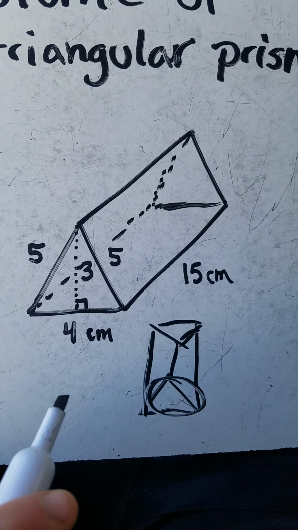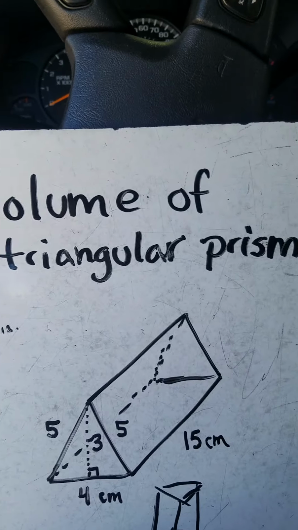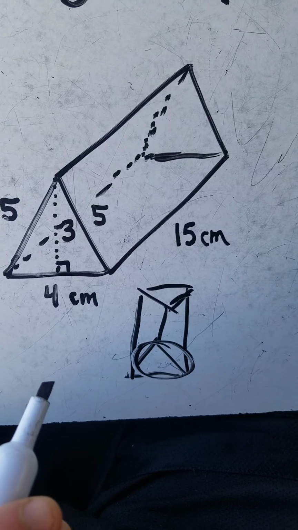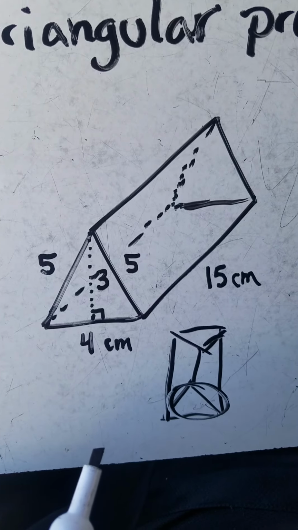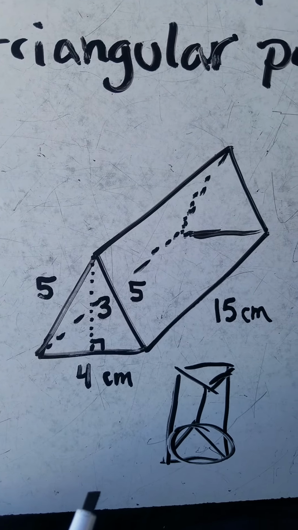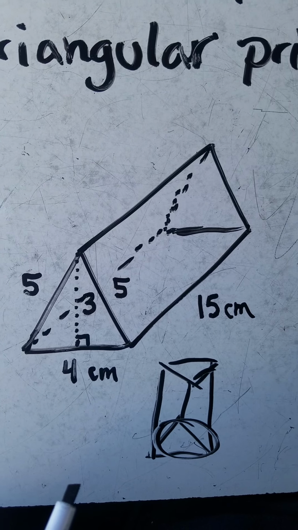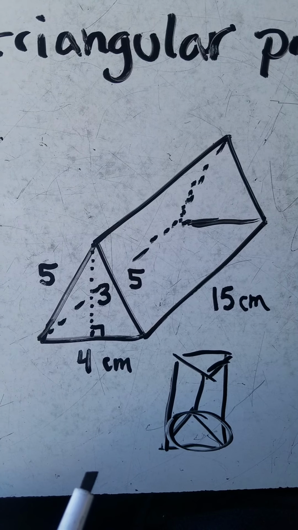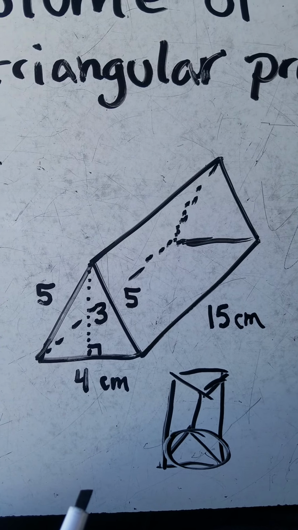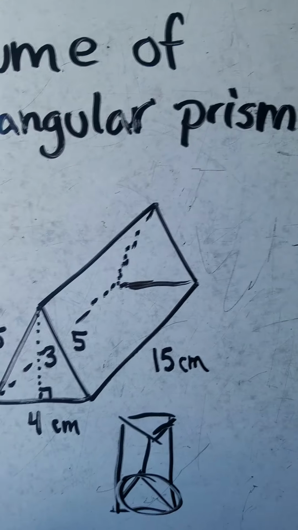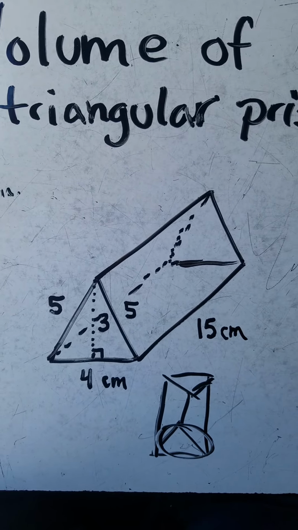That's all I'm going to give you for now. We're going to find the volume of this triangular prism. I want you to stand it on its triangle. Find the area of the one triangle and multiply it by the height. To find the volume of a triangular prism, or for any shape for that matter, we're going to find the area of the base, area of the floor, multiplied by the height.